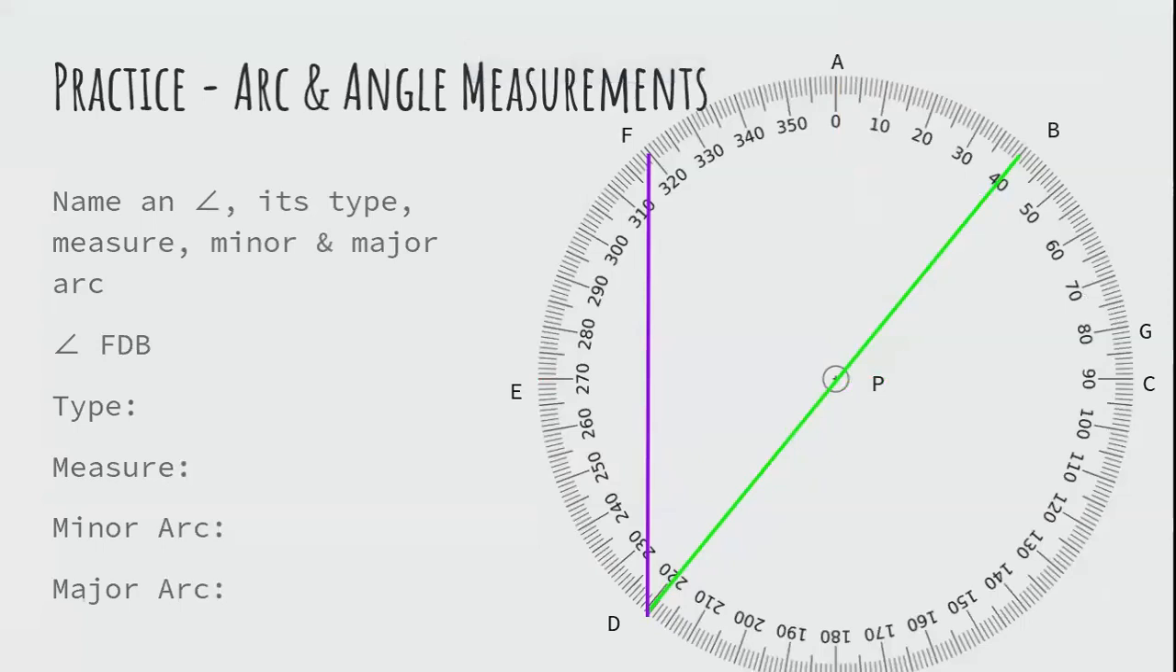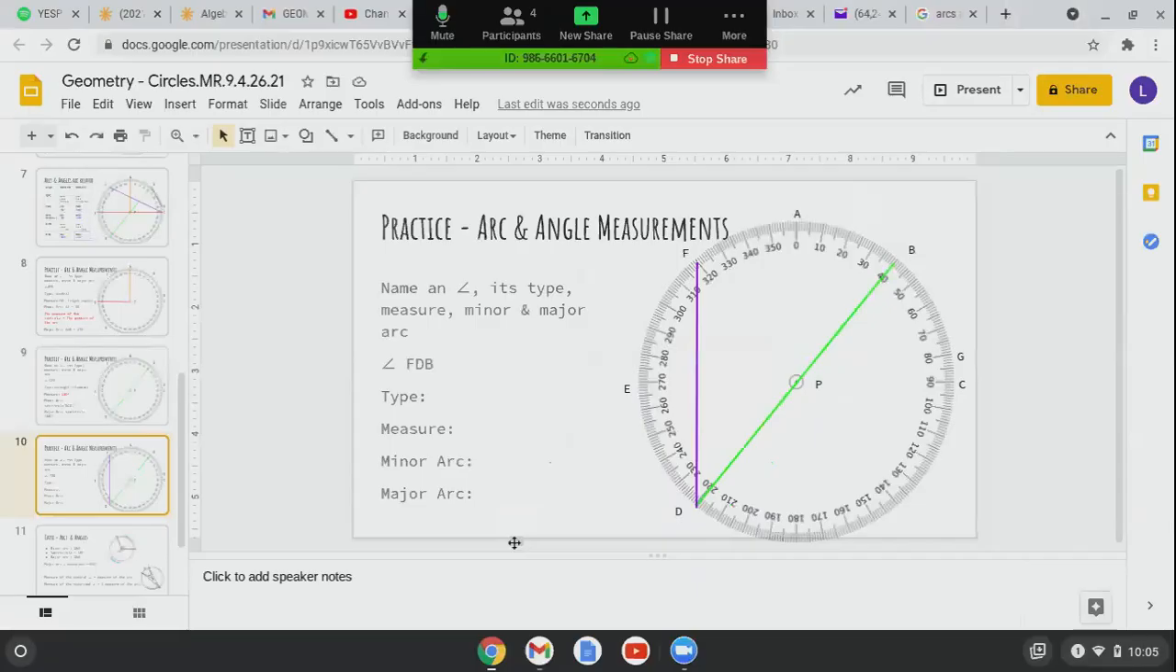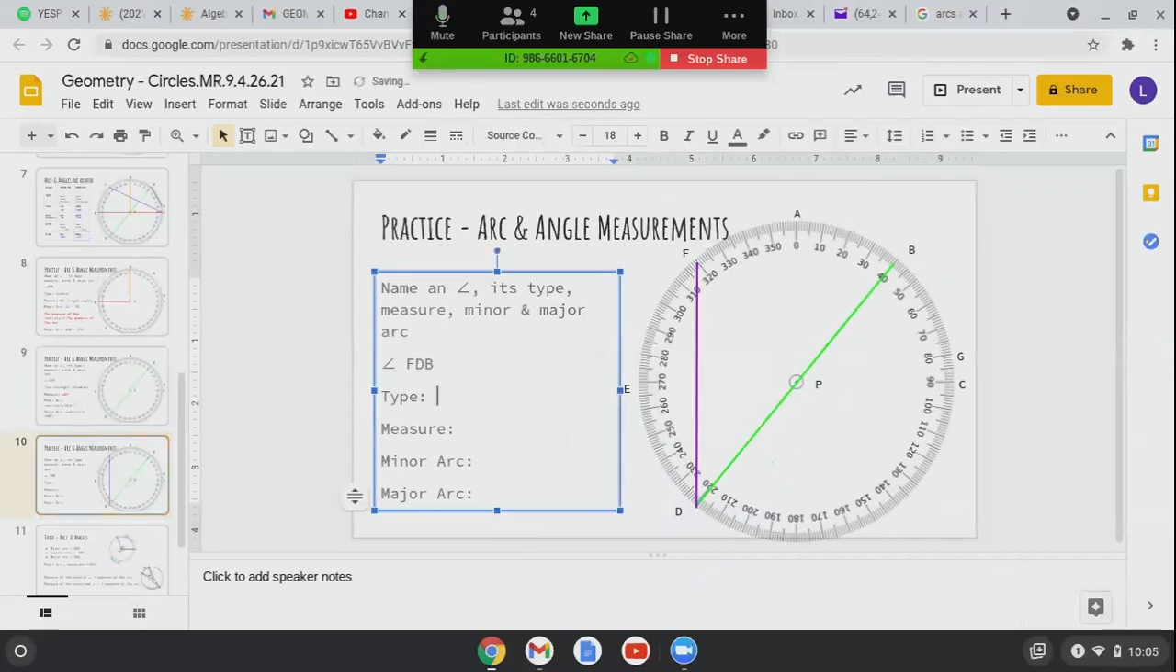So what type of angle is it? Is it a central angle? Is it an inscribed angle? Is it a straight angle? What kind of angle is it? It's an inscribed angle. So it's not straight. That's right. It's inscribed because its vertex D is on the circle. So this is an inscribed angle.